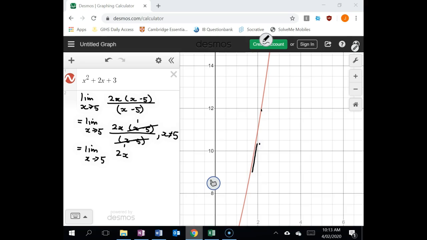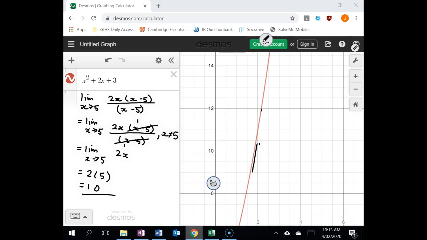But I know how to do this limit. This limit just happens by substitution. So because I can do that limit, I just substitute in 5, and the limit gives me 10. See, what I've done is I've taken a limit that I can't do by substitution and created a limit that I can do by substitution.